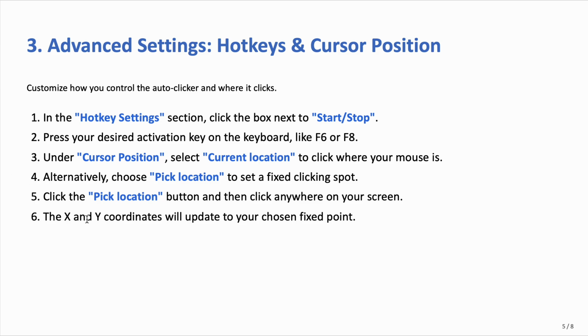Okay, then guys, if you want some advanced options, you can also set the hotkey or the cursor position. In the hotkey section, click the box next to start and stop and press your desired activation key on the keyboard, F6 or F8. Under cursor position, select the current position to click where your mouse is.